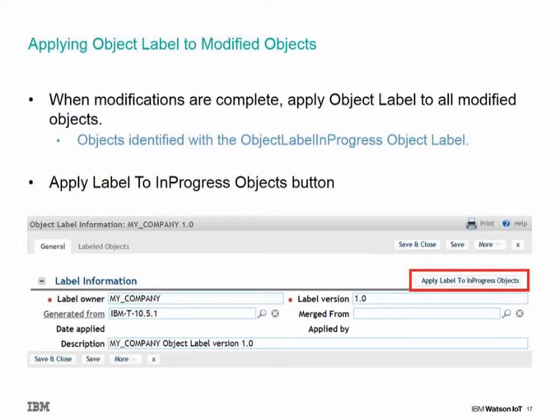To do this, we'll open up the customer created object label definition. The example I've been using so far in this presentation is my_company 1.0. That's the object label definition that we created earlier in the previous screenshot. When I click the Apply Label to In Progress Objects button, basically all the objects that were previously in progress will now be given this object label.